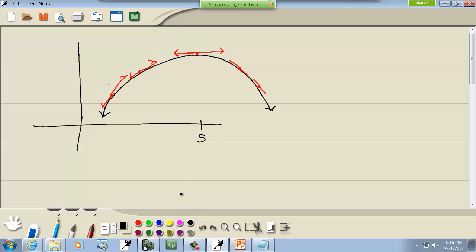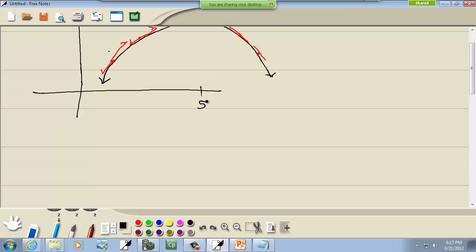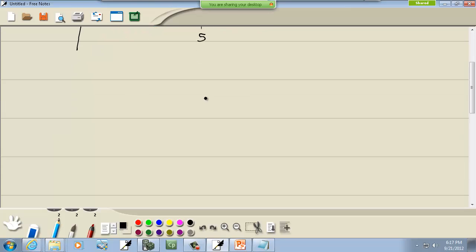That's going to be the idea of what we're going to be looking at in this section. We've got a horizontal tangent line where the slope is 0. Well, that's going to be where we have a change from increasing to decreasing, or vice versa.